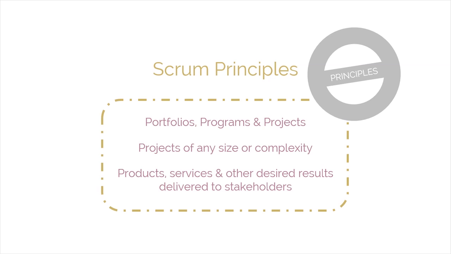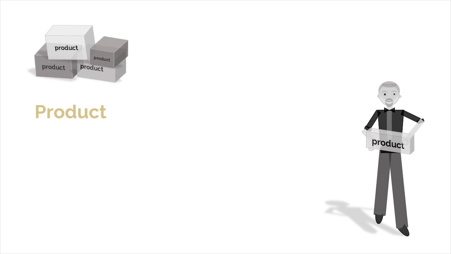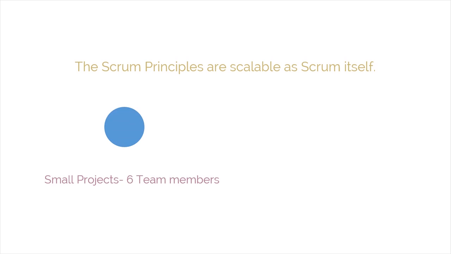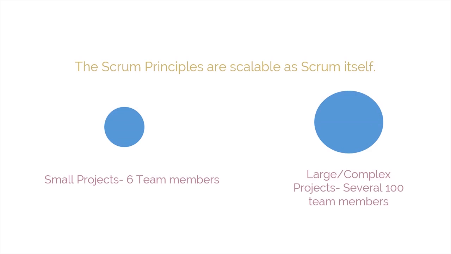In applying these principles, it's helpful to remember how the SBOK Guide defines the term product. The term product can refer to a product, service, or other deliverable. The Scrum principles are as scalable as Scrum itself. The scalability of Scrum is that it can be applied effectively to any project in any industry, be it small projects with teams of 6 members or large, complex projects with up to several hundred team members.